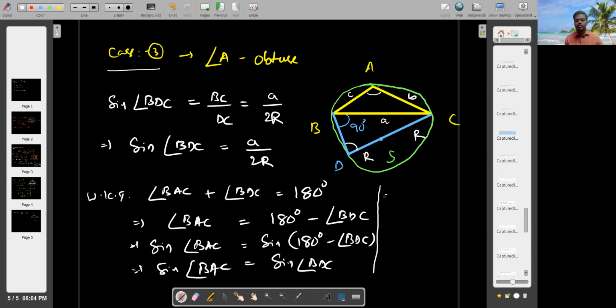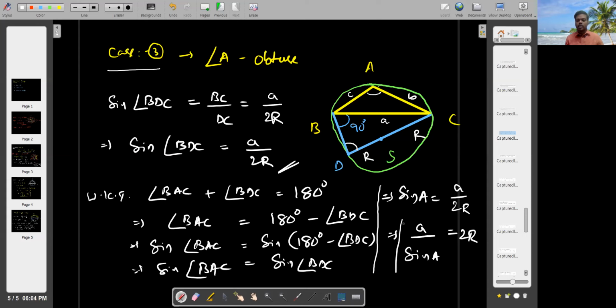We can write sine angle BAC as sine A, equal to sine angle BDC, which we know is A by 2R. So we can write A by 2R. That implies A by sine A equal to 2R. Similarly, we can prove that B by sine B equal to 2R and C by sine C equal to 2R. Hence, the sine rule is satisfied for all triangles.